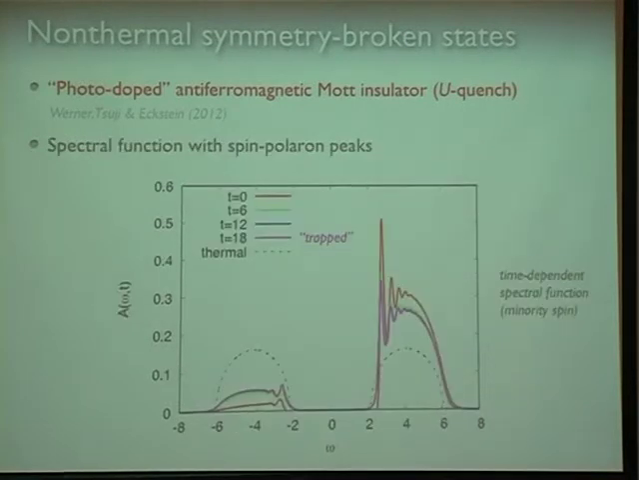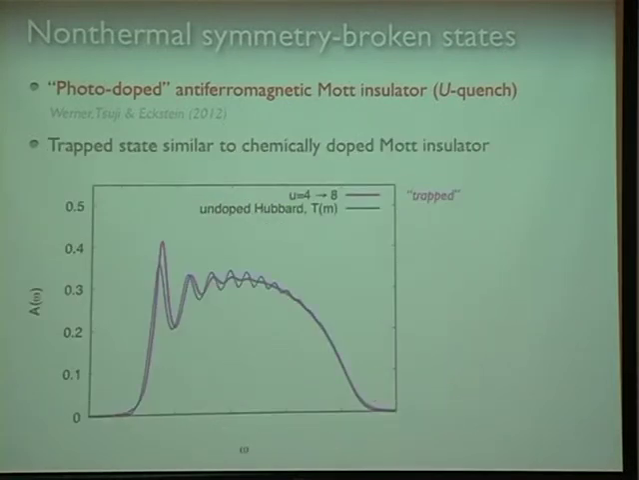And also, if we look at the time-dependent spectral function, this is for the minority spin, we see that initially the spin imbalance goes down. That's the initial reduction of the magnetization. But then the spectral function becomes time-independent, and it looks very much like the spectral function of an antiferromagnetic insulator. Actually, we can compare it to that of an undoped Mott insulator at U equals 8, and you can see it's quite similar.